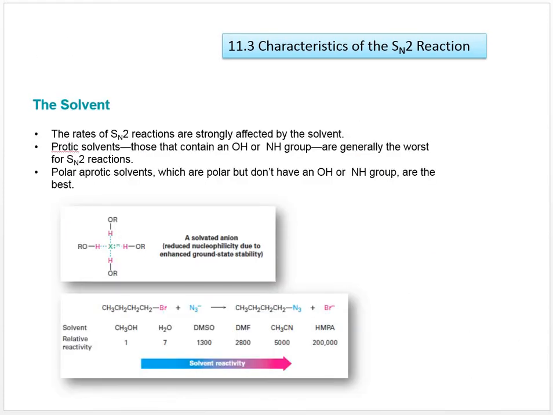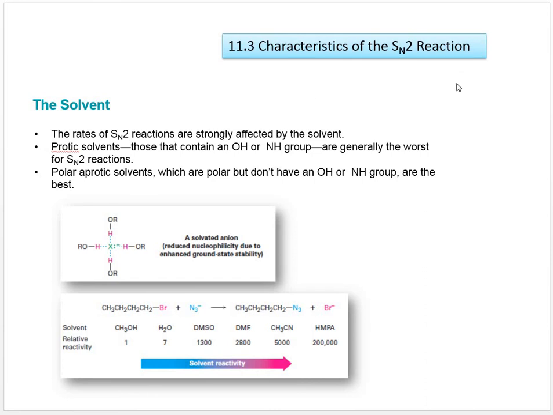Okay, let's continue the characteristics of SN2 reaction. The last effect is the solvent effect. As you know, every chemical reaction mostly occurs in solvents, and solvents affect the rate of chemical reactions in a couple of ways.